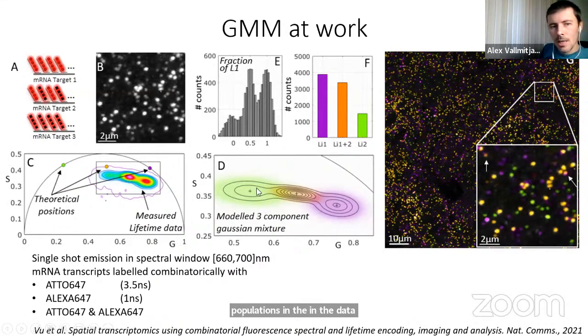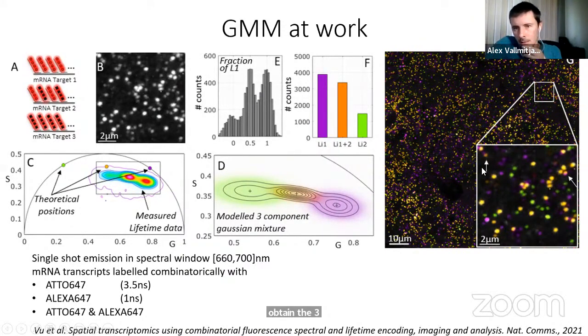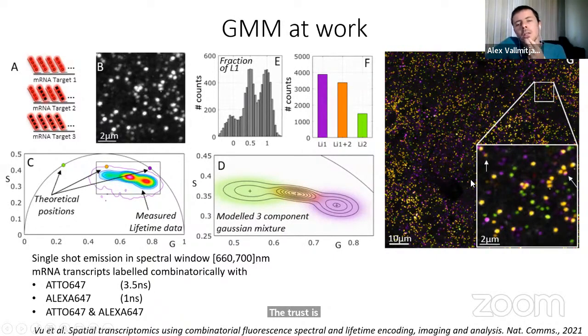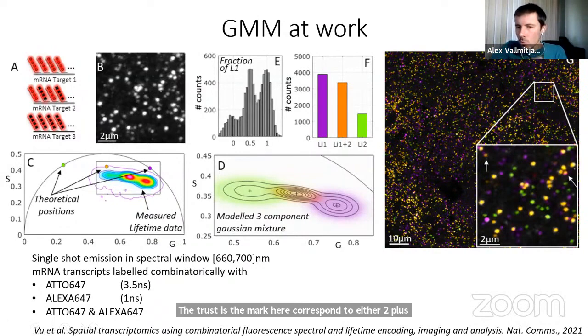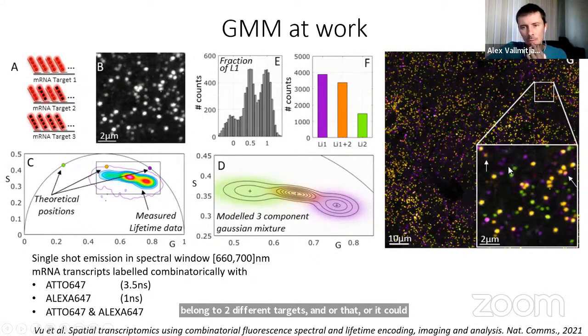If you model with the Gaussian mixture model, you obtain the 3 groups here, and you can go back to the original image and resolve the 3. The clusters that are marked here correspond to 2 transcripts together that are labeled with different fluorophores and that are giving this mixed signal. So there are some pixels that contain photons that belong to 2 different targets, or it could be non-specific binding of some sort, but we think that it's most likely due to overlapping of our data.